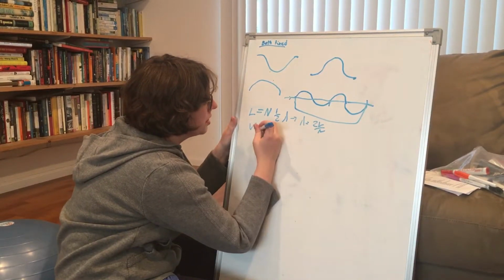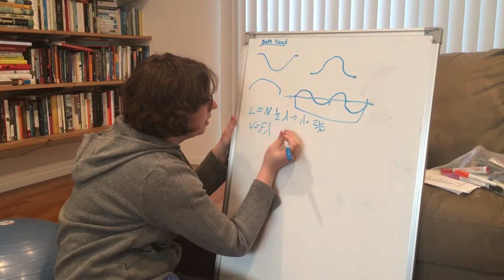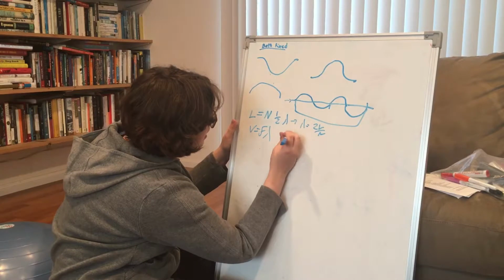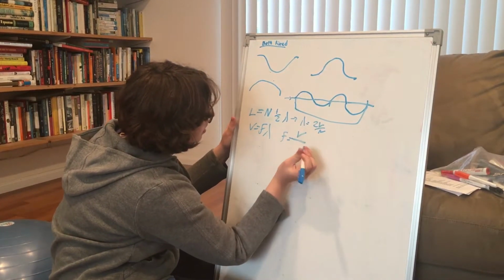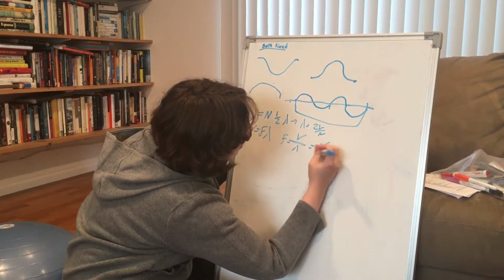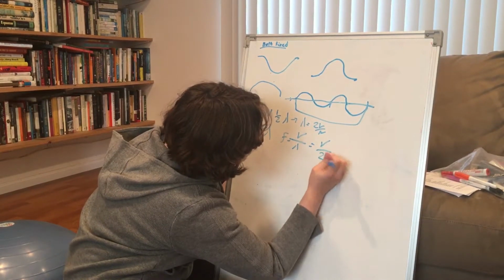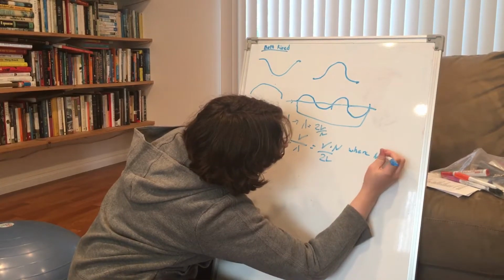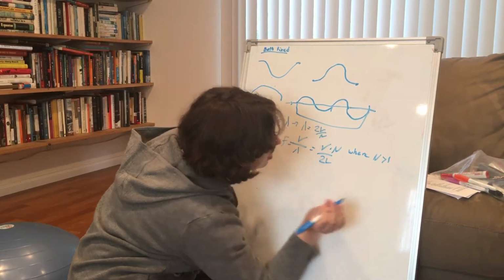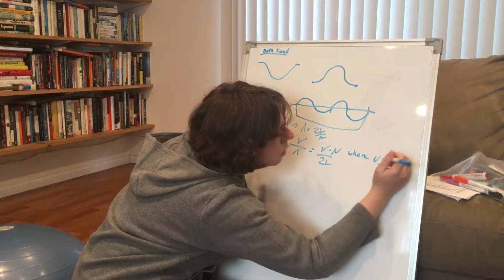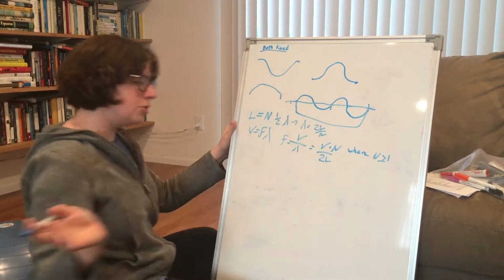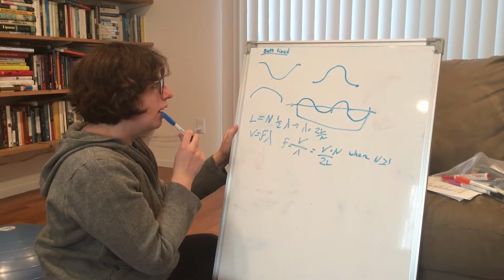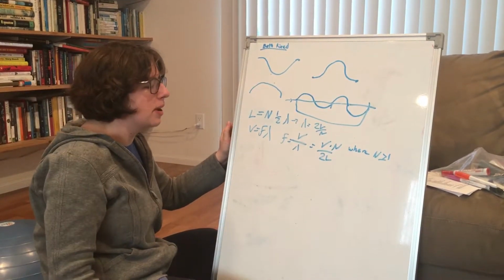v equals frequency times wavelength. So the frequency equals v over lambda equals v over 2L times n, where n is an integer greater than or equal to 1. So that's how you get that from doing the drawing, and it makes so much more sense as to why that's the answer.